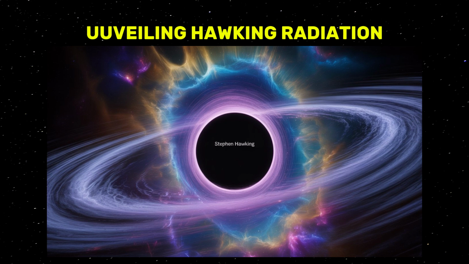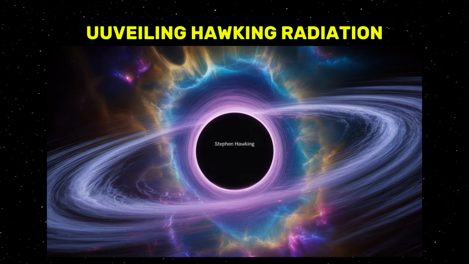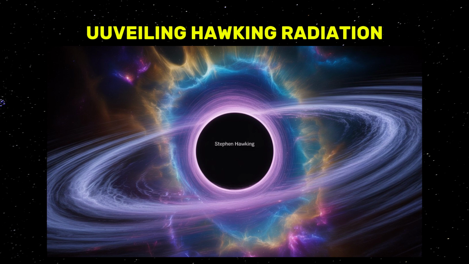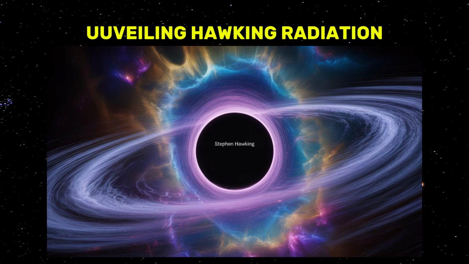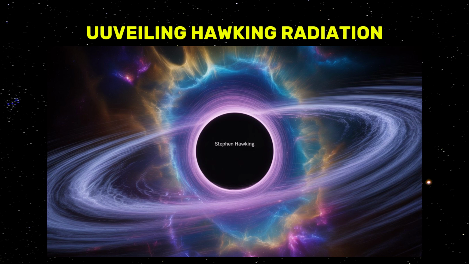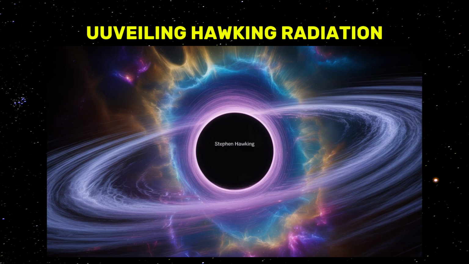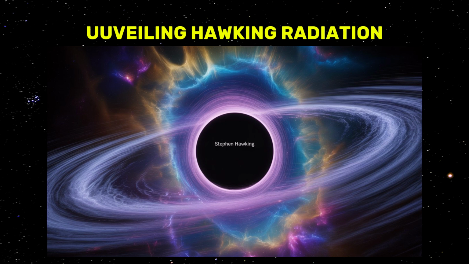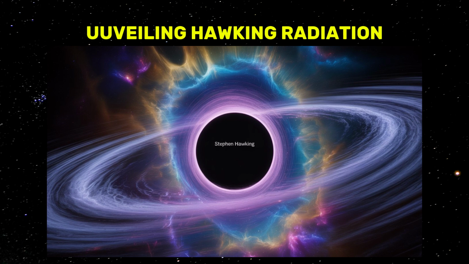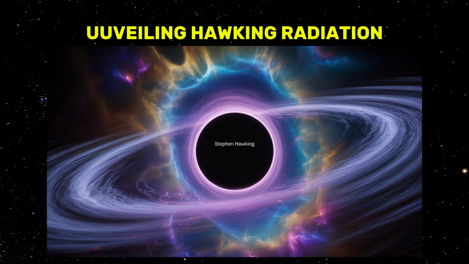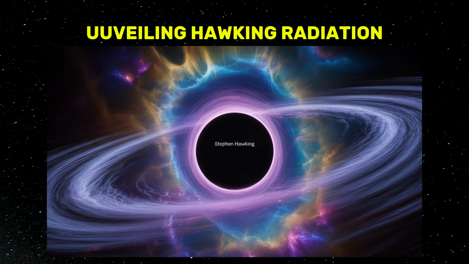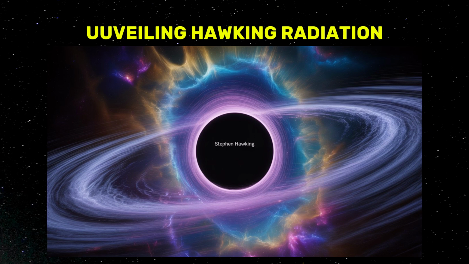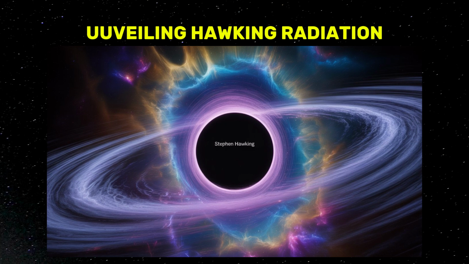In the early 1970s, while at Cambridge University, the young Hawking began analyzing black hole behavior through the lens of both general relativity and quantum mechanics. Traditionally, black holes were thought to only accumulate matter and energy, growing larger while remaining inert. But quantum theory hinted at more exotic activity occurring near the event horizon, the invisible boundary where nothing, not even light, can escape the black hole's pull.